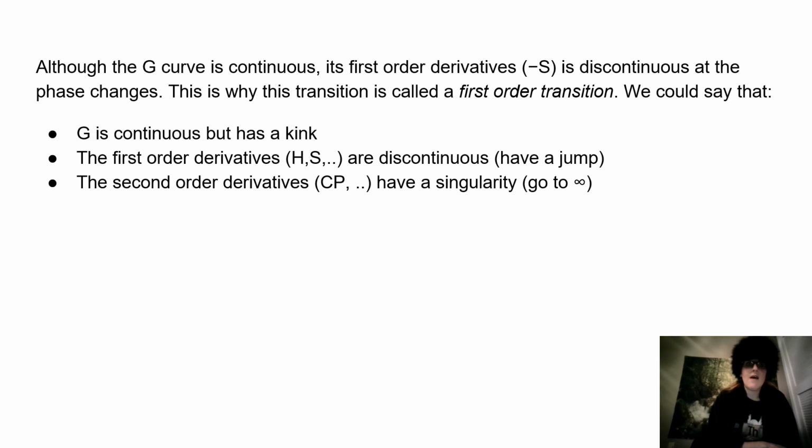We could say that G is continuous but has a kink. The first-order derivatives, H, S, etc. are discontinuous, have a jump. The second-order derivatives, C_p, etc. have a singularity, go to infinity.